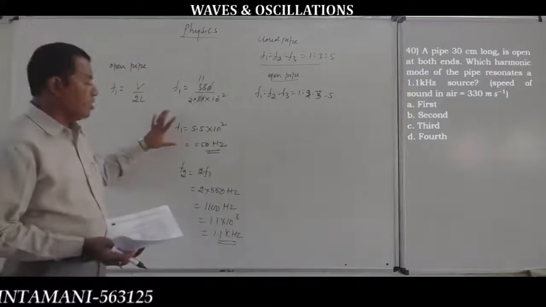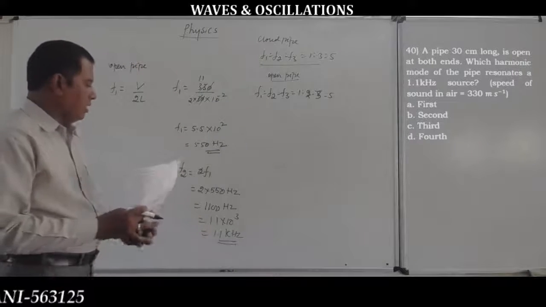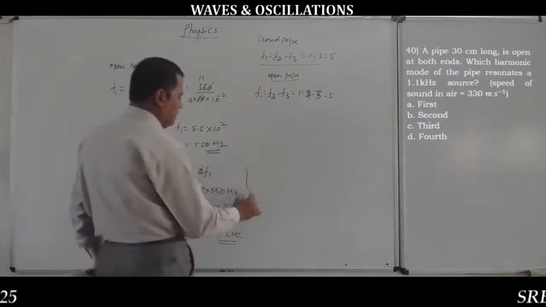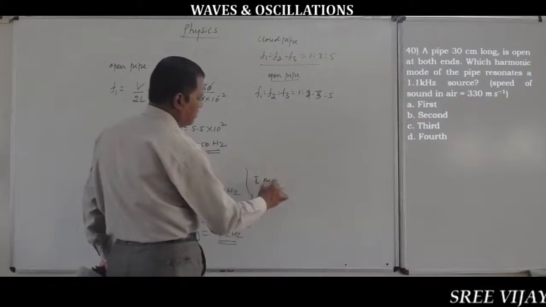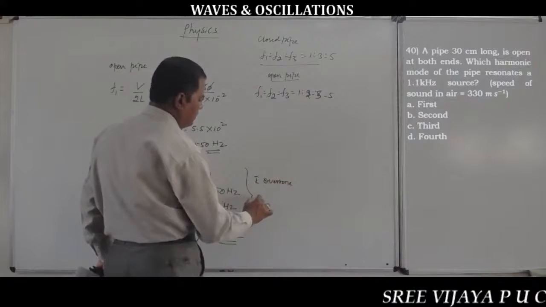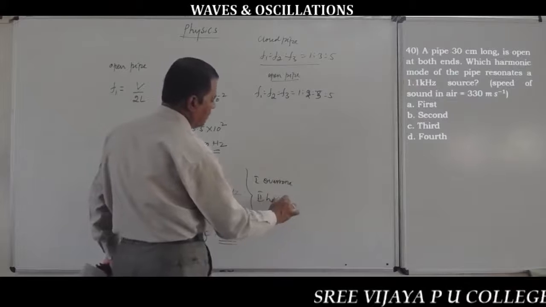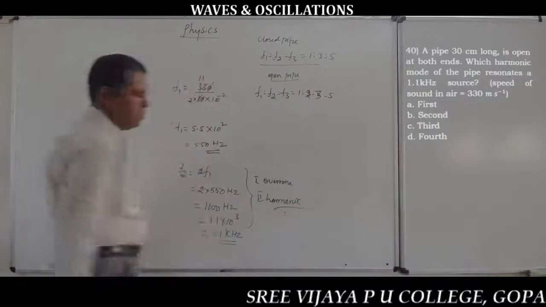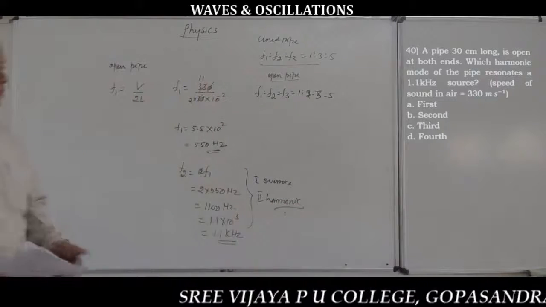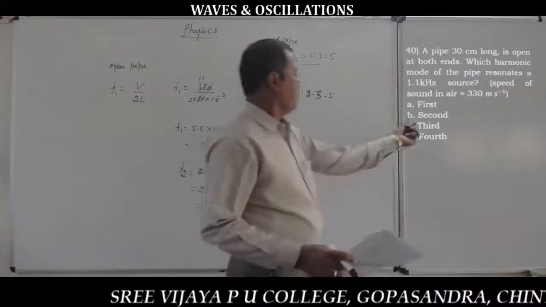This is the first harmonic. This is the second harmonic. f2 is termed as the first overtone or second harmonic. So therefore the correct option for this one is the second harmonic.